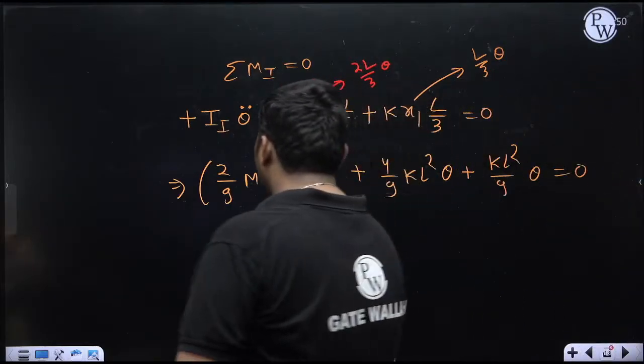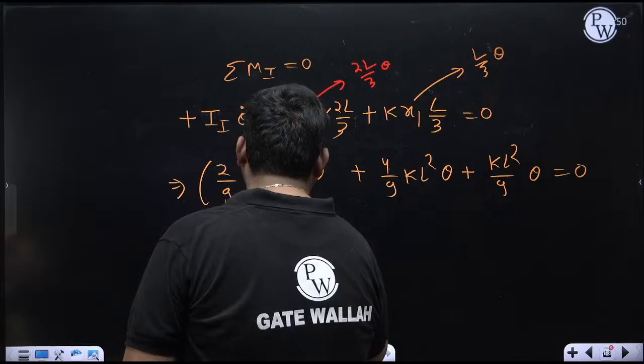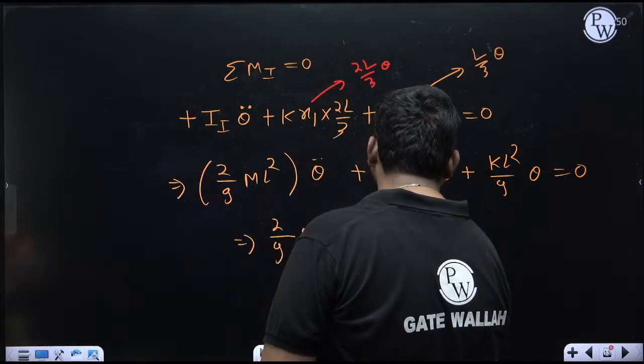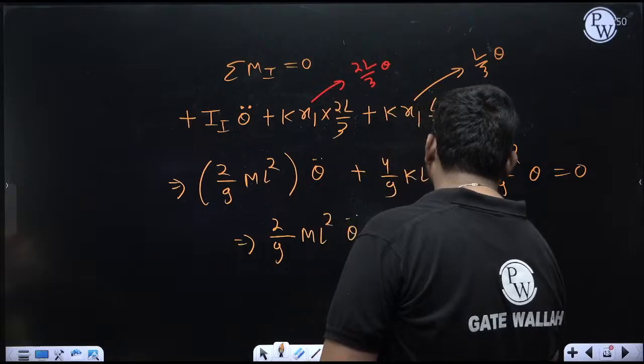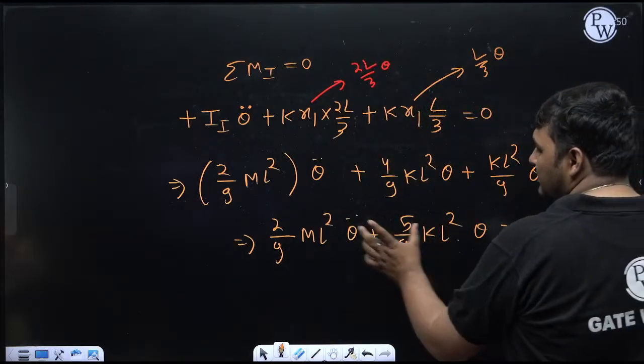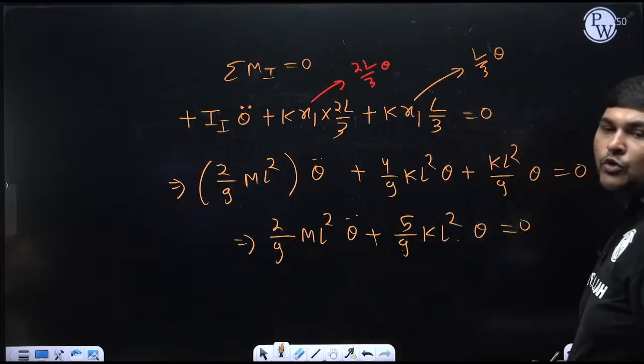So ultimately it will be 2 by 9 ML square theta double dot plus 4 by 9 plus 1 by 9, which is 5 by 9, KL square theta equal to 0. It is in general form. Now if we consider the coefficient of theta as Ke, and the coefficient of theta double dot as Me, then omega n will be root over Ke by Me.